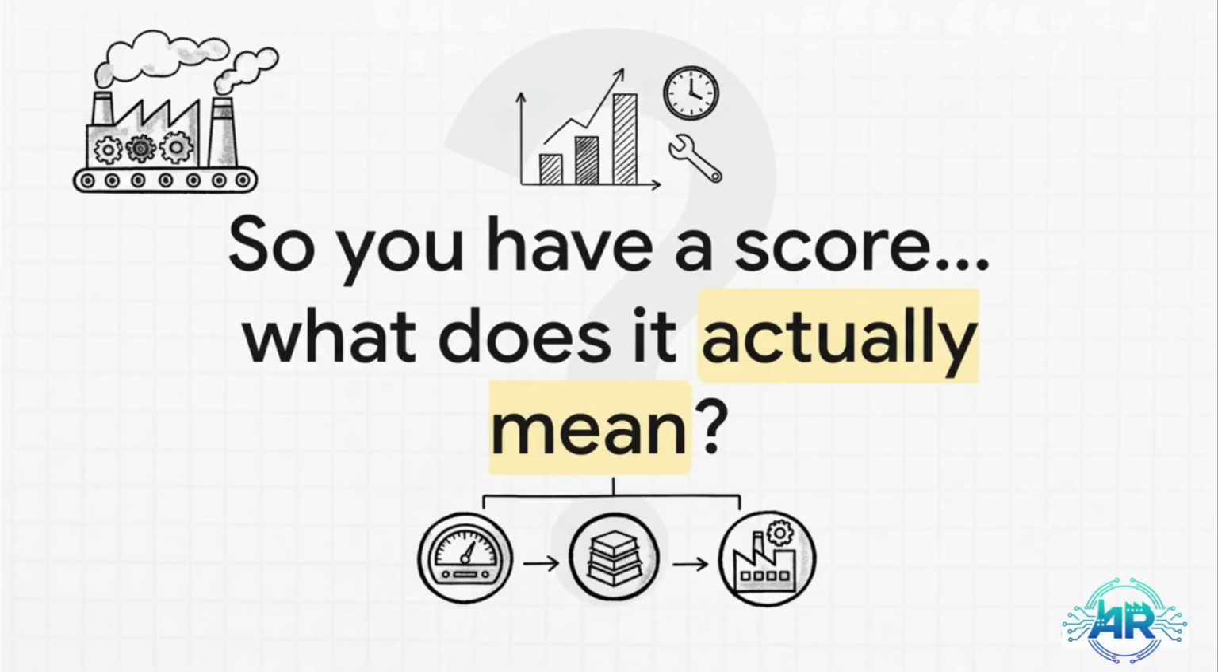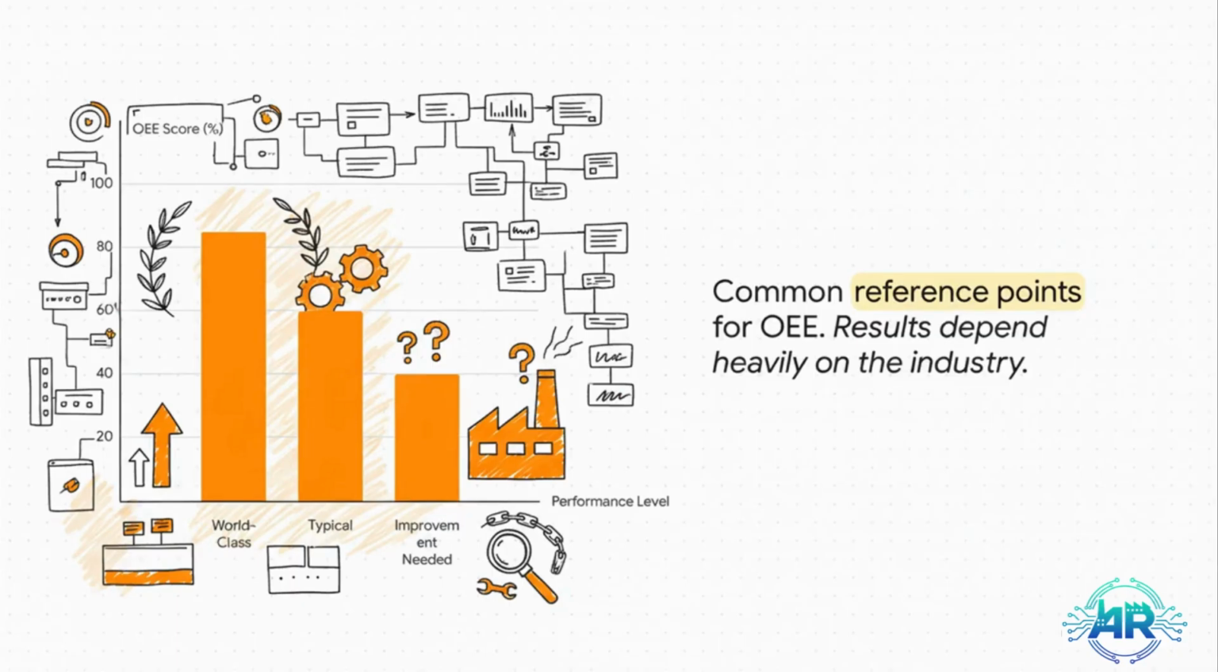To really understand your score, you need something to compare it to. And here they are. These are the benchmarks. An OEE score of 85% is considered world-class. That's a fantastic target to aim for. A more typical score for a lot of manufacturers is somewhere around 60%. And, well, if you're below 40%, that's a really clear signal that there's some significant room for improvement.